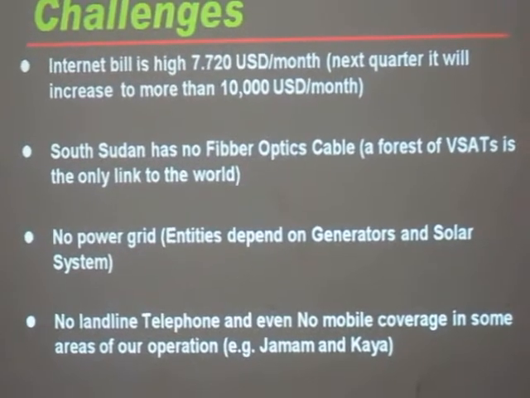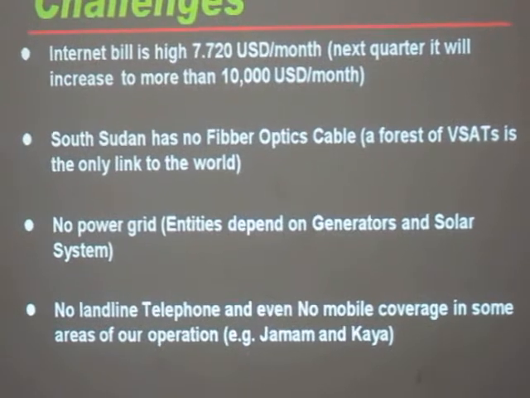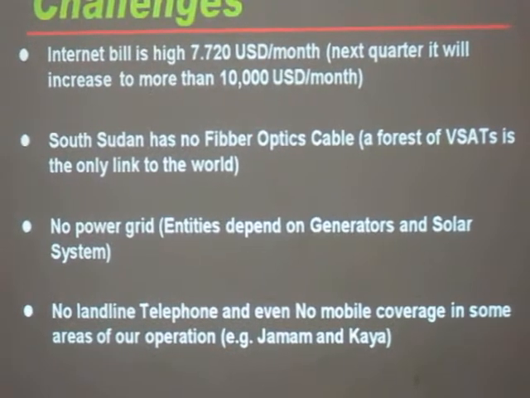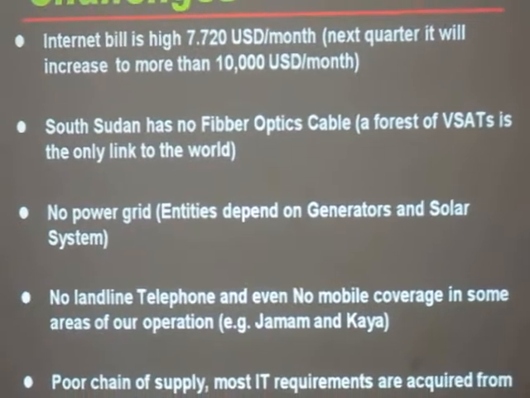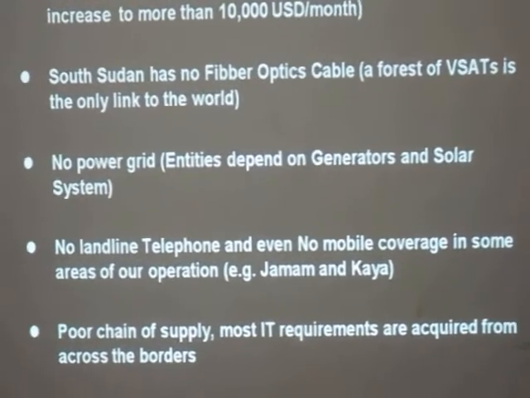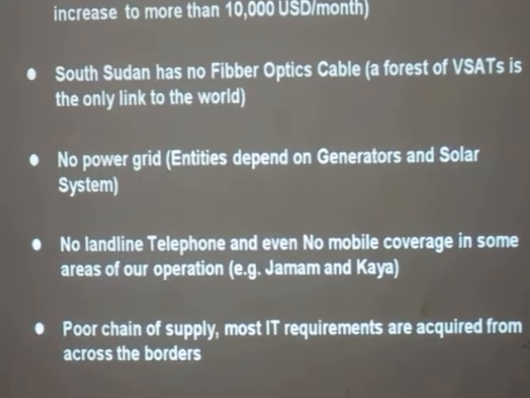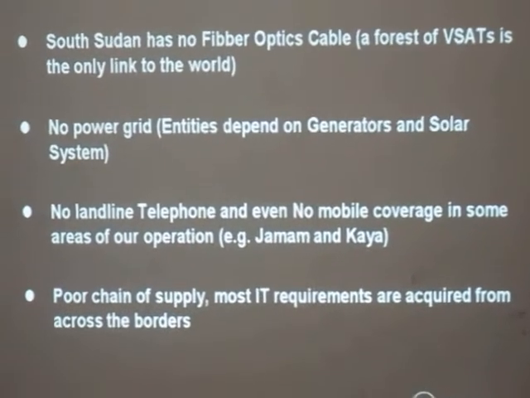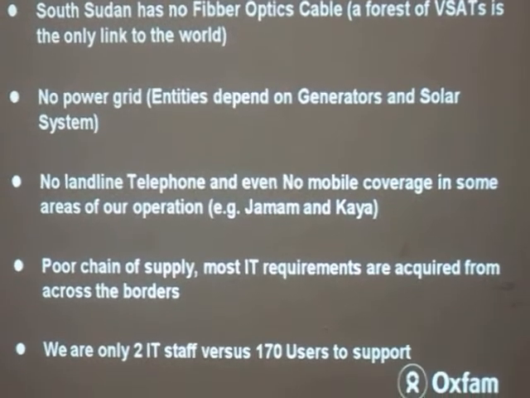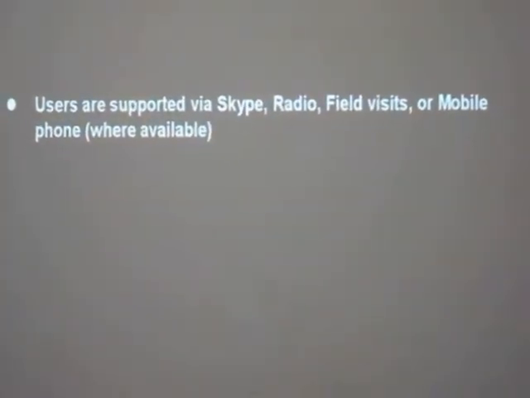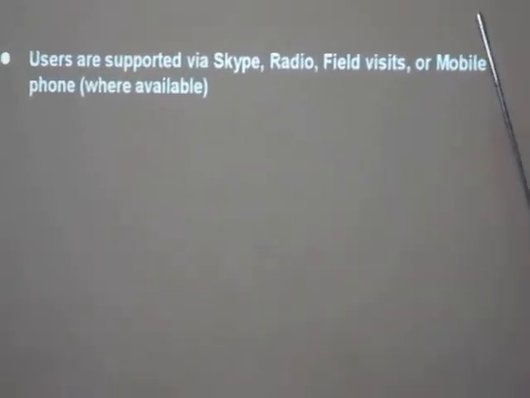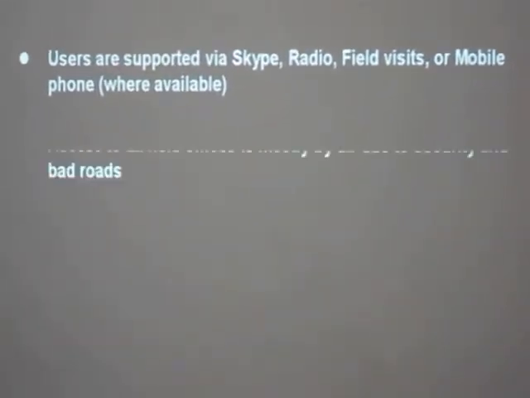No landline telephones, and even mobile coverage is not available in some areas of our operation, for example Jamam and Kaya. Poor chain of supply: most IT equipment and requirements are acquired from across the borders. We're only 2 IT staff versus 170 users to support. Users are supported via Skype, radio, field visit or mobiles whenever available.